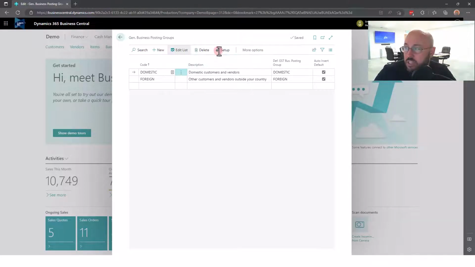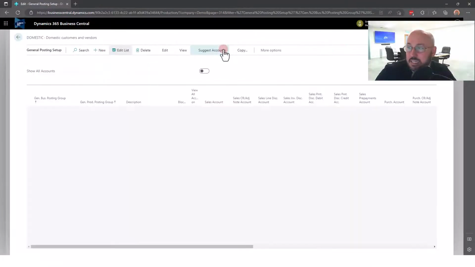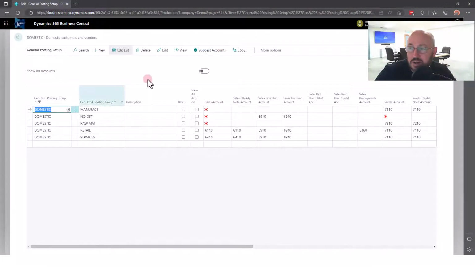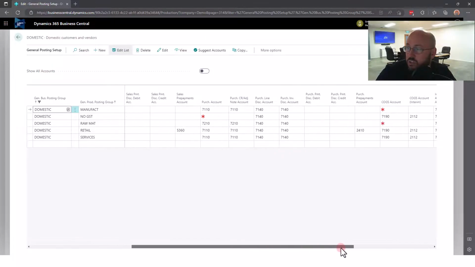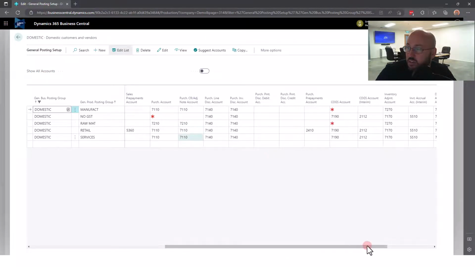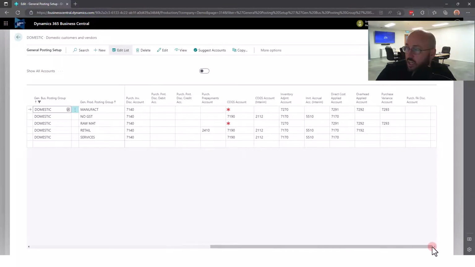So what we're going to do here from the general business posting groups, we're going to click setup, and it's going to take us in. And although we're not here to talk about the general product posting groups today, this is where it combines. And here I can see all of the different responses for the sales account, credits, prepayments, purchases, purchase deposits, COGS, interim inventory, as I said before, direct cost applied, overhead, etc.